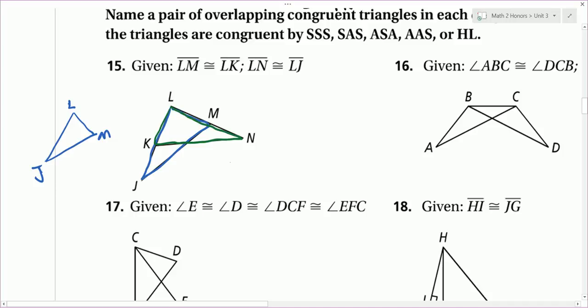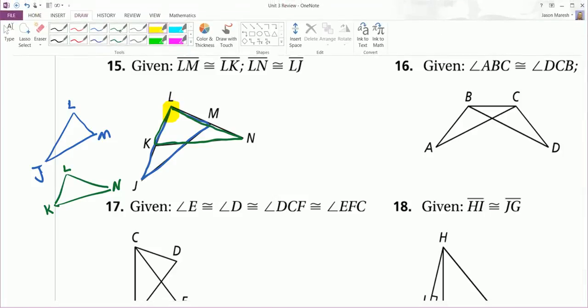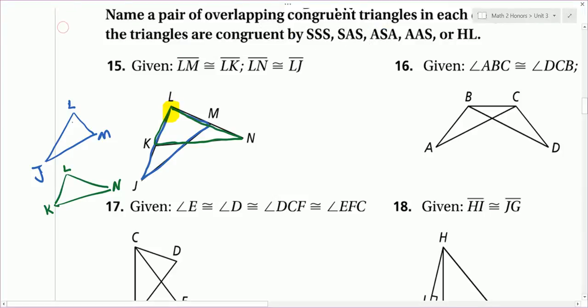And I'm going to redraw that one beneath it maybe. We have N, L, and K. Now whenever you have overlapping triangles, they either share a side or an angle. You have to locate that. And here they're sharing that angle L. So I'm going to mark that on each triangle.